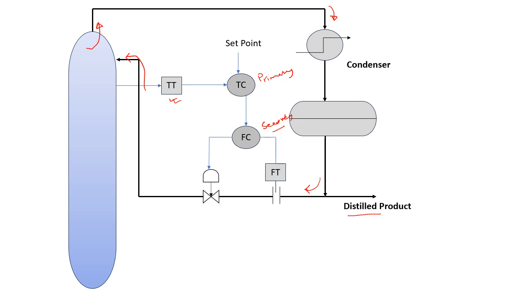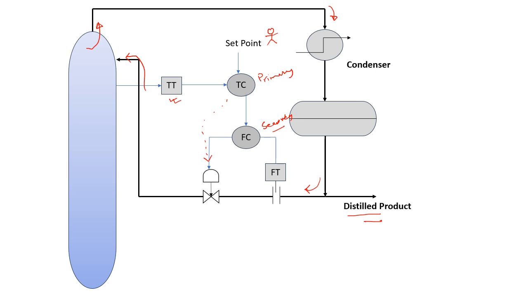If only normal feedback control is used, then this TT signal will go directly to the temperature controller, where the operator gives the set point, and based on the error it would actuate the valve in the return line. But this does not accommodate the variation that may happen in the downstream.